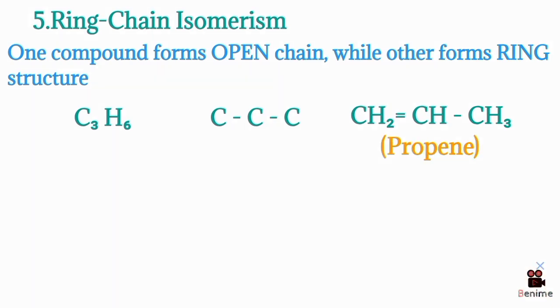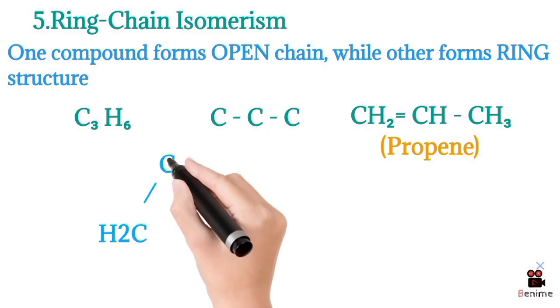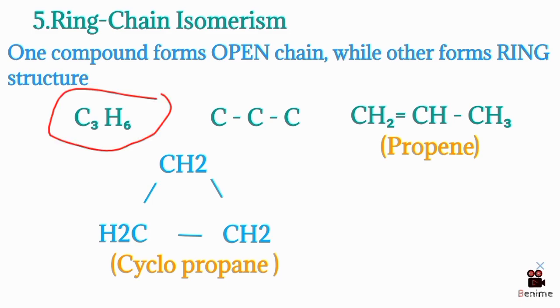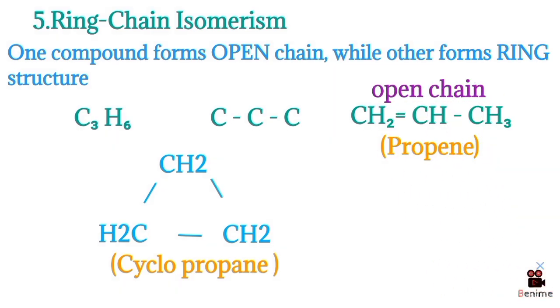Second structure. Now students, using the same 3 carbons, make a ring. Join the first and third carbon together. This forms a triangular ring called cyclopropane. All bonds are single bonds. Now compare carefully, students. Both compounds have the same molecular formula, C3H6, but one structure is open chain and the other is cyclic ring. Therefore, this type is called ring chain isomerism.